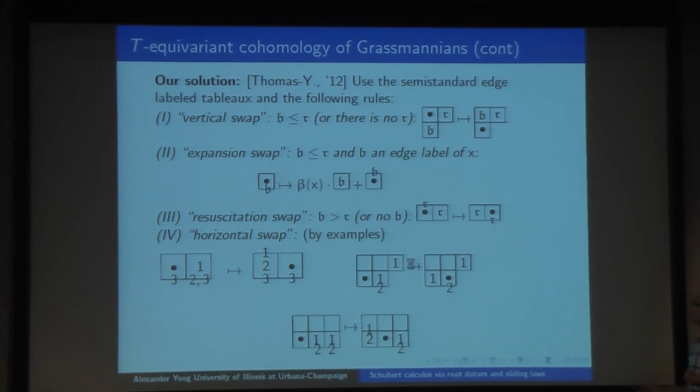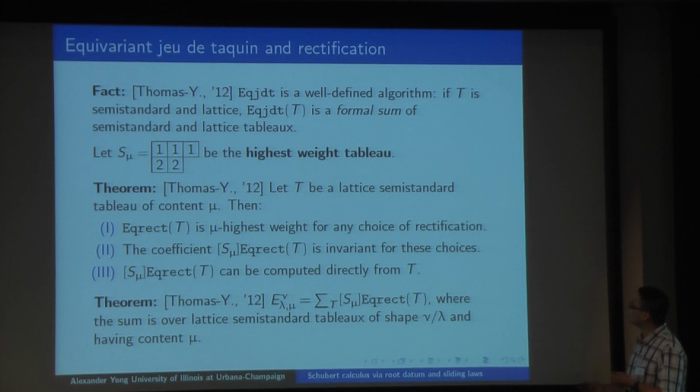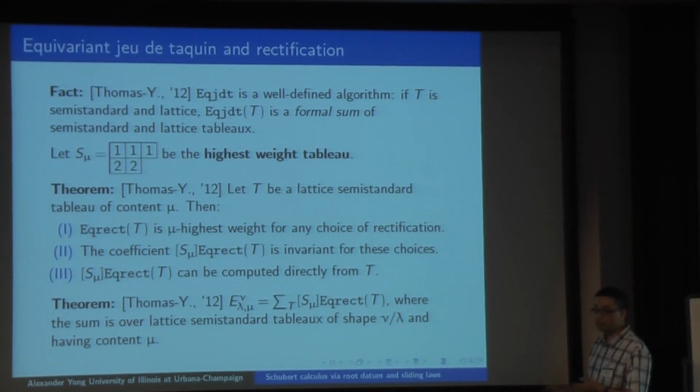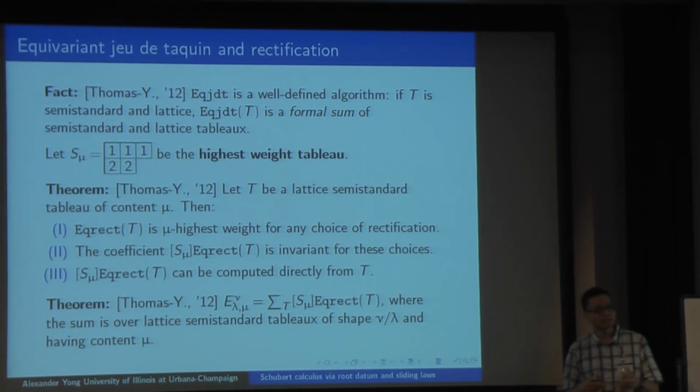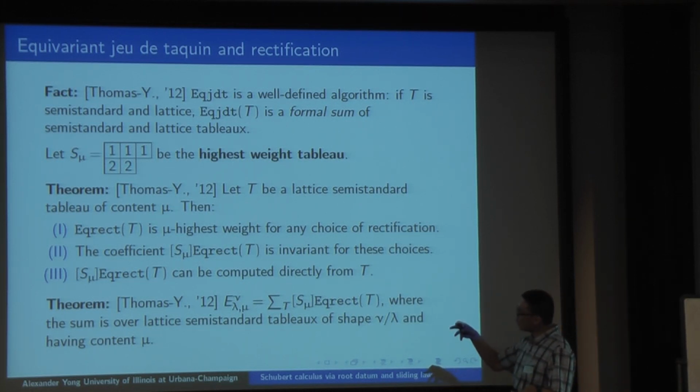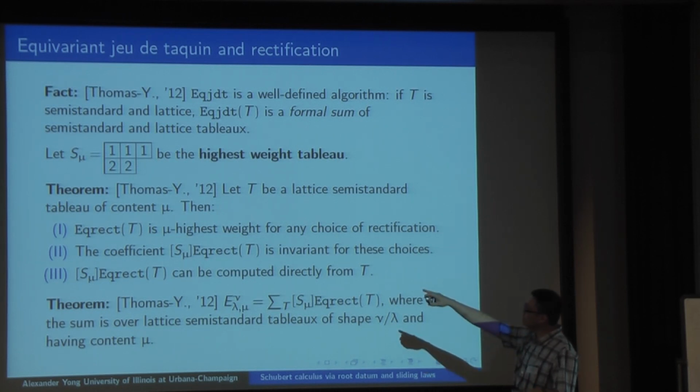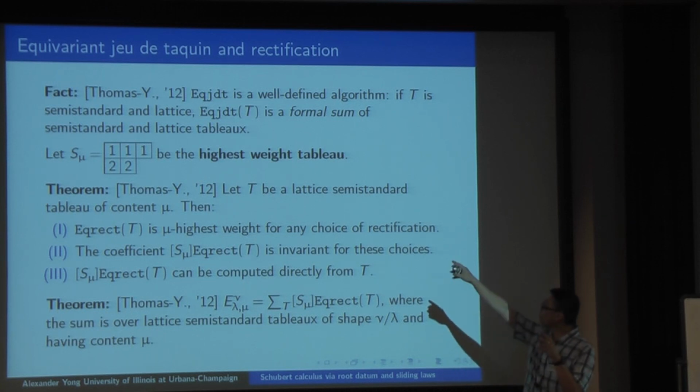With these new laws, we are able to show that you actually obtain a well-defined algorithm. Starting from a tableau, you apply these laws. You no longer get a single tableau, but you get a formal sum of tableau with coefficients in a polynomial ring. And if you assume that your original tableau is lattice and semi-standard with content mu, then the result of rectifying under these laws is that you will obtain exactly one tableau, which is the highest weight tableau, and you'll obtain garbage.